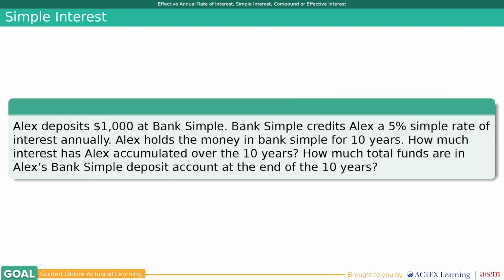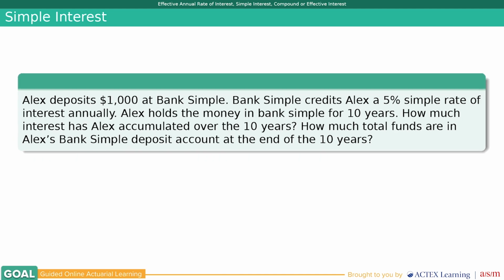Now let's look at an example. Alex deposits $1,000 at Bank Simple. Bank Simple credits Alex a 5% simple rate of interest annually. Alex holds the money in Bank Simple for 10 years. How much interest has Alex accumulated over the 10 years? And how much total funds are in Alex's Bank Simple account at the end of those 10 years?